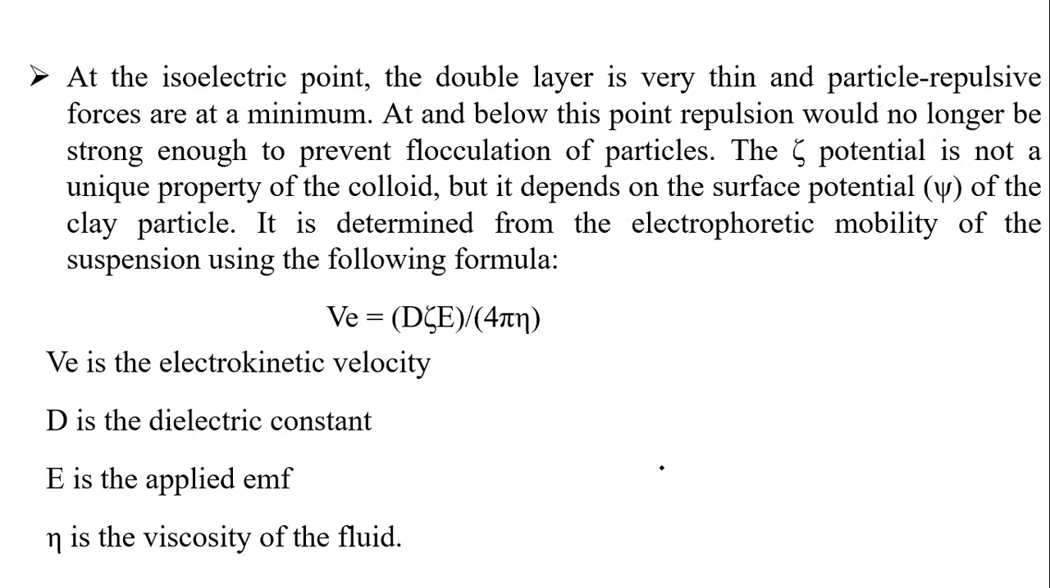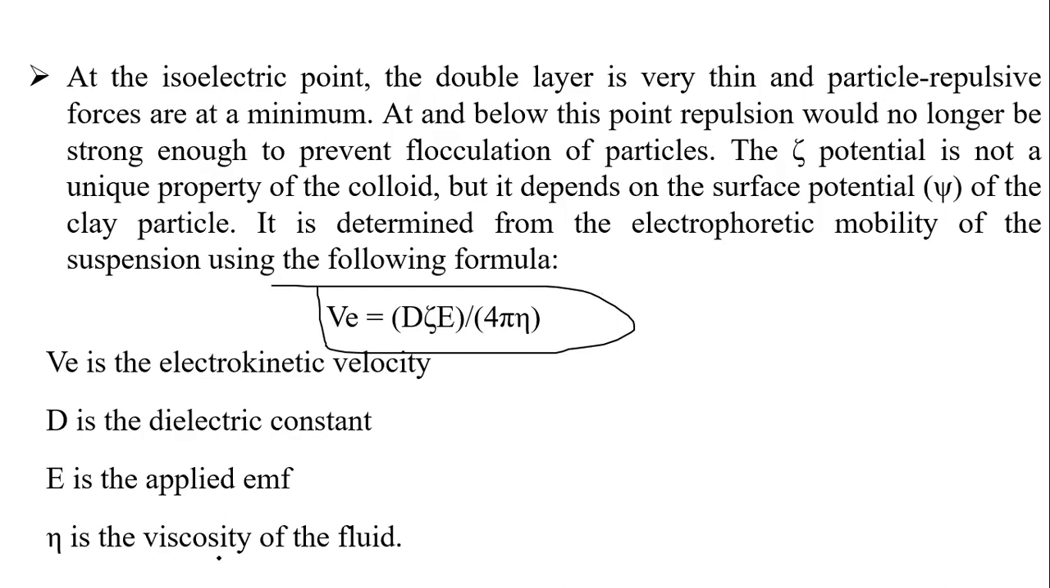Next, we see the next one. This isoelectric point can also be calculated. The potential is a unique property of the colloid, but it depends upon the surface potential also, students. This is mathematically expressed with this formula: V = D zeta E / 4 pi eta. V is the electrokinetic valency. D is the dielectric constant. E is the electromotive force, and this rho, or eta.